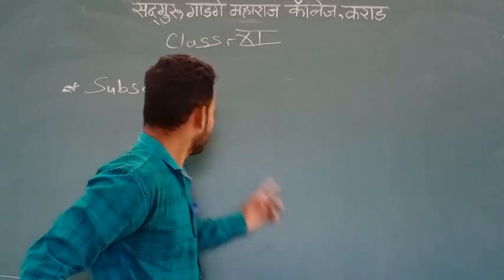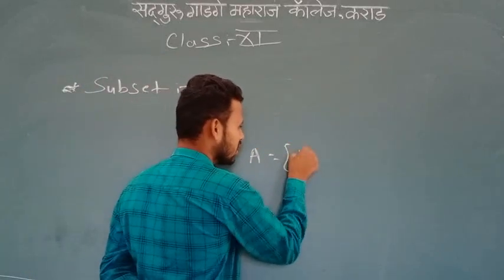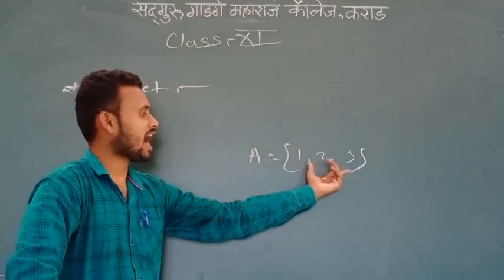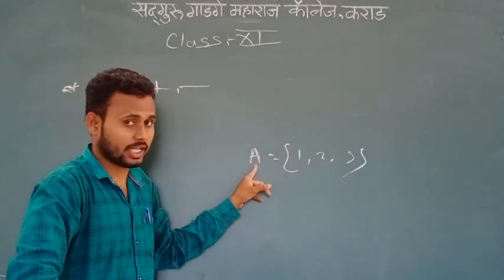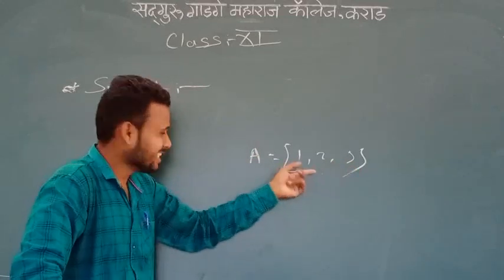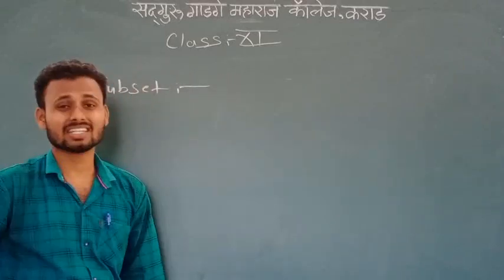Subset definition. First of all, A equal to the set containing 1, 2, 3. Then we say that 1, 2, 3 are called the elements of set A. Now the next definition is subset.